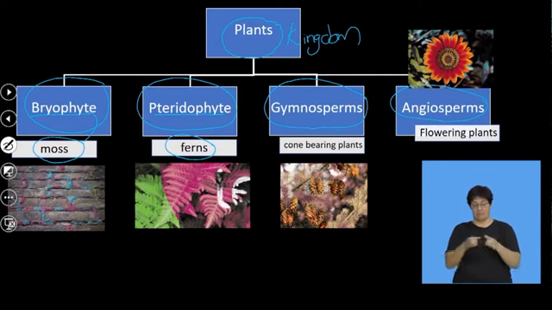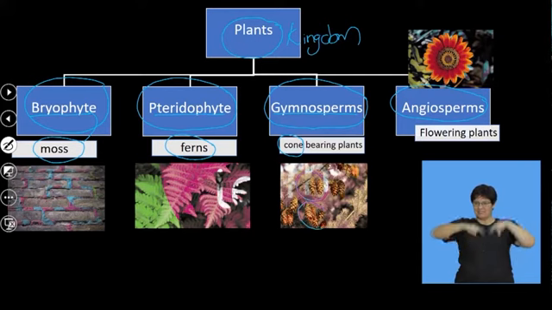Our next group are called gymnosperms. And gymnosperm basically means naked seed, and we're going to see later why that is. But this belongs to the group that have cones. Can you see here? There's a few different kinds of plants, and we're just going to look specifically at the pine tree.